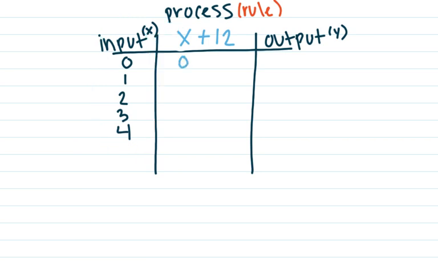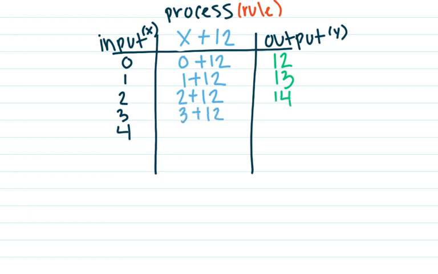So again, this middle column is for us to show our work. So 0 plus 12 is 12. 1 plus 12 is 13. 2 plus 12 is 14. 3 plus 12 is 15. And then 4 plus 12 is 16. So again, I plugged these guys in for this x right here, added 12, and then it puts out the answers over here.